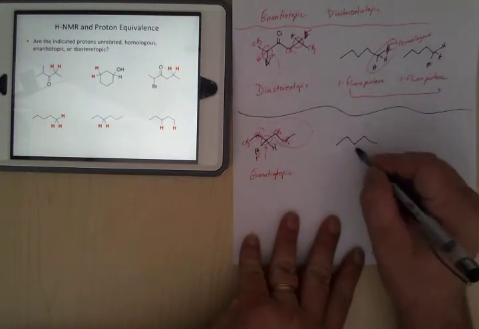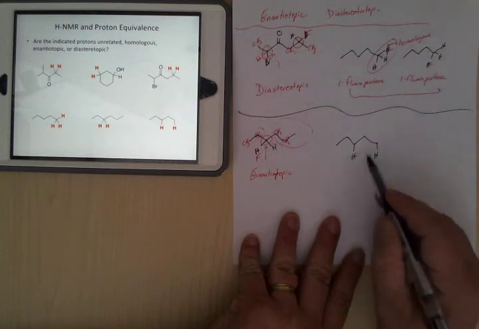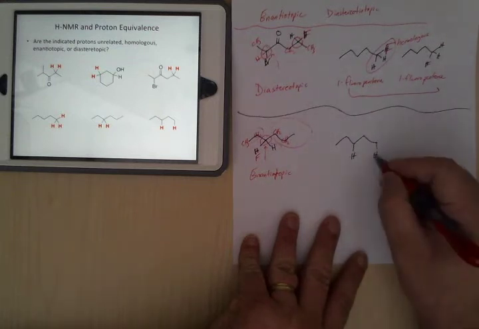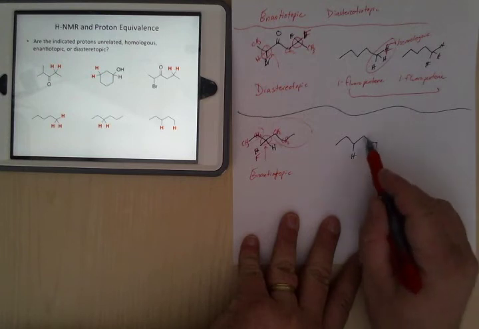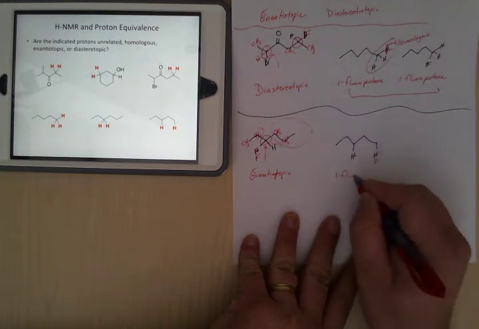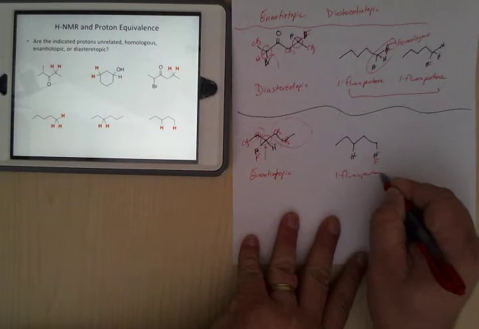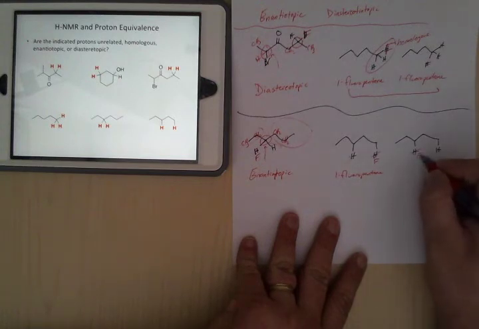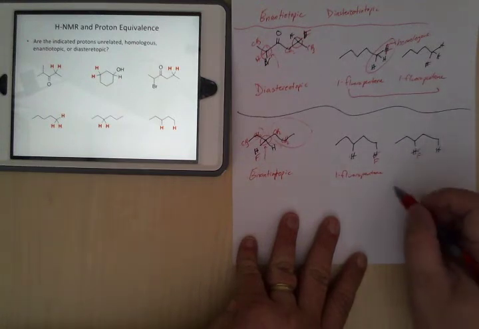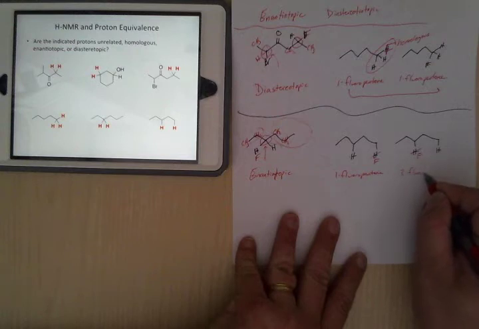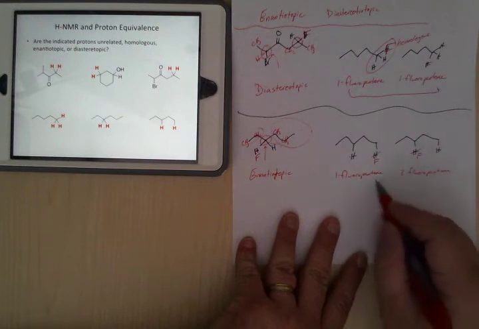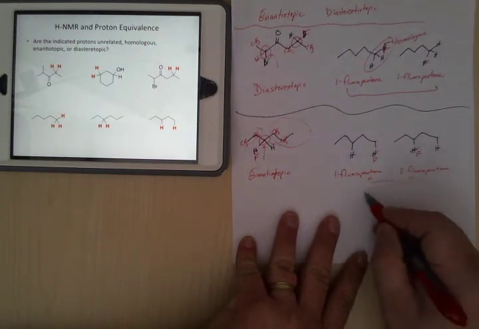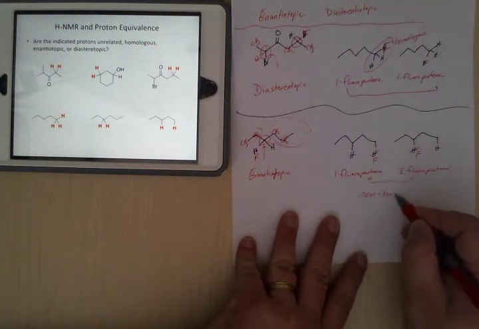Now this one here, we compare these two. Let's say we put a fluorine here, the molecule becomes 1, 2, 3, 4, 5, 1-fluoropentane. Instead, we put the fluorine say here, 1, 2, 3. This would be 3-fluoropentane. 1, 2, 3, 4, 5, right? These names are different, so they're non-homologous.